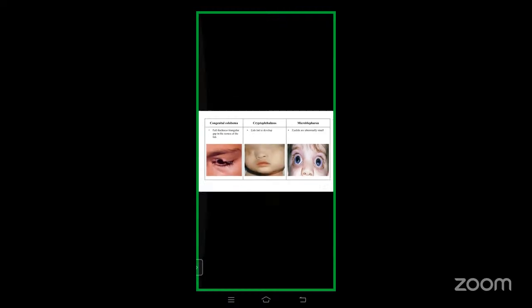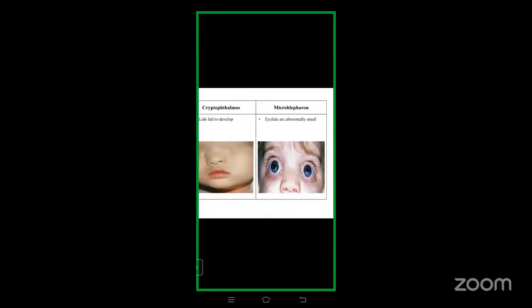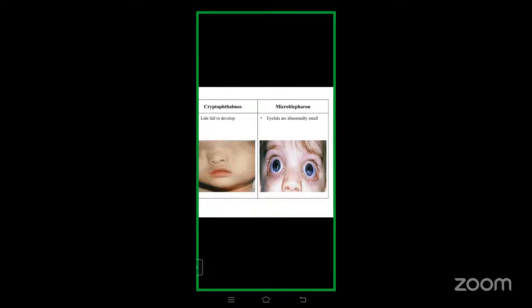Next is congenital coloboma. This is a full thickness triangular gap in the tissue of the lids. Cryptophthalmos: the lids will not develop when they are born itself. The next one is microblepharon. This is where the eyelids are abnormally small. So the appearance of the eyes of this person is like a proptosis.